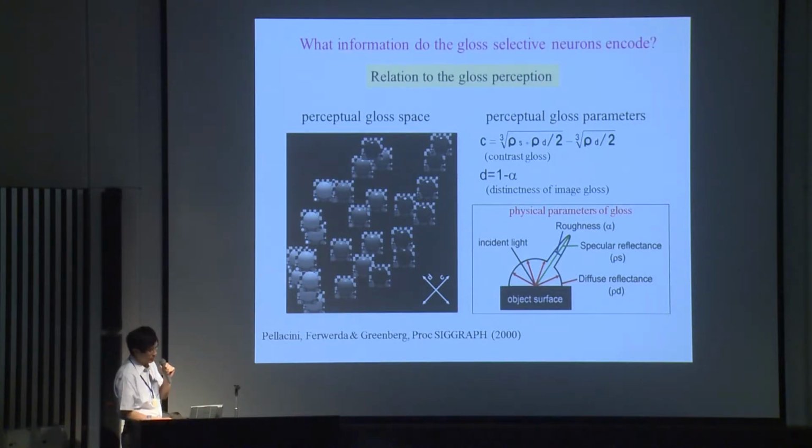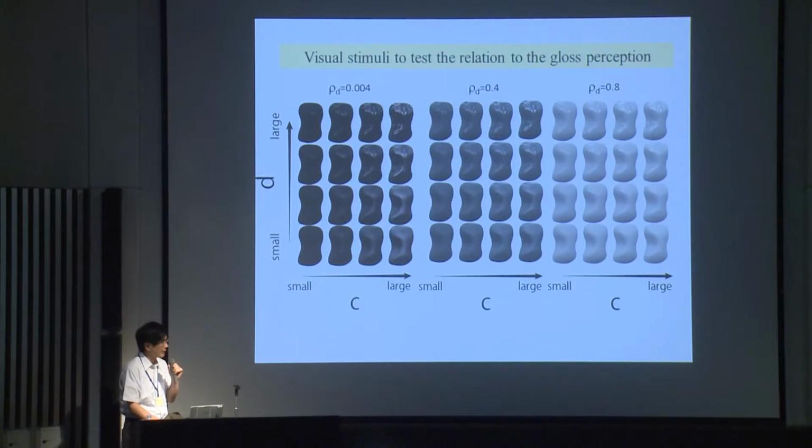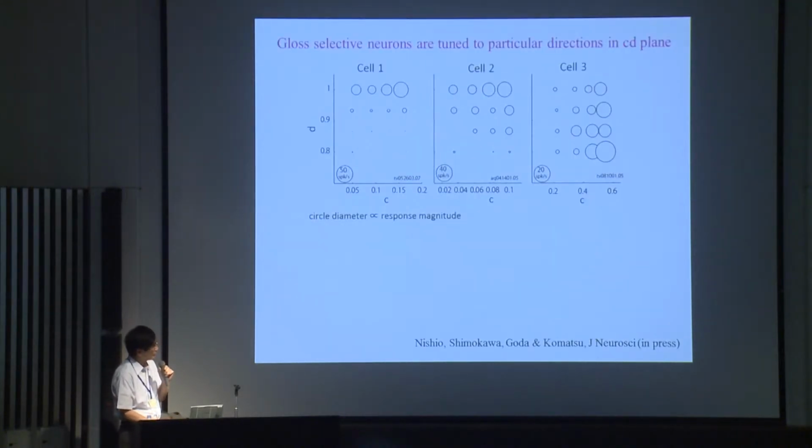And in the next experiment, we made stimuli with various combinations of c and d and tested the activity of gloss-selective neurons. As it is also known that surface albedo, or diffuse reflectance, influences gloss perception, we generated a set of stimuli with different diffuse reflectance and tested neural responses using these stimuli. We found that gloss-selective neurons show clear selectivity in this perceptual gloss space.